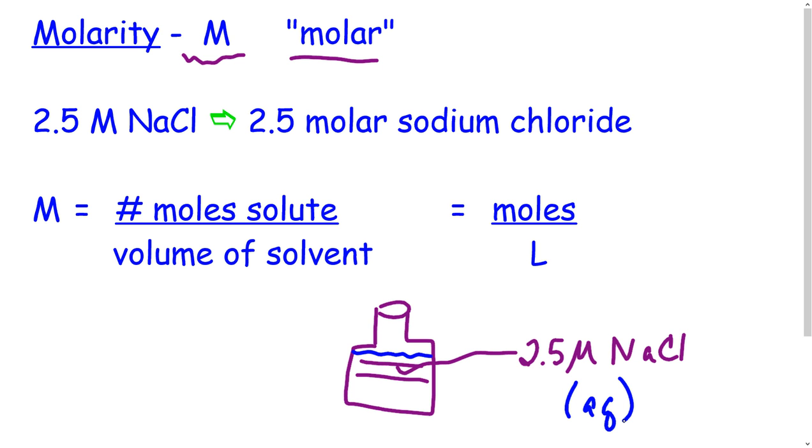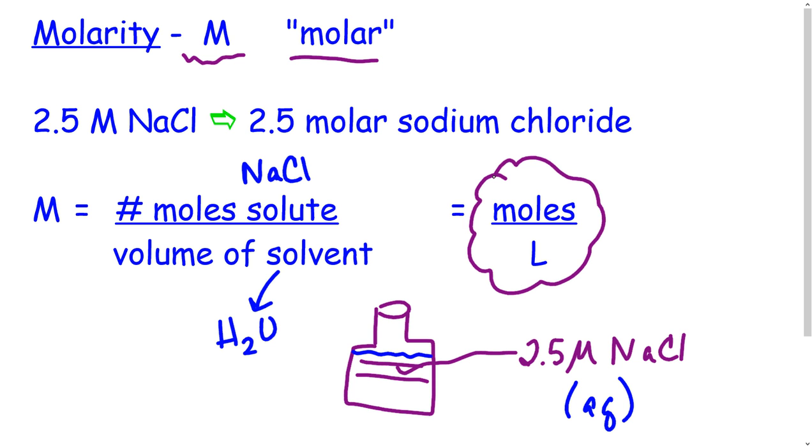So this means that we have moles of our solute. Our solute in this example would be the sodium chloride per volume of the solvent, and most of the time our solvent will be water. Now granted, it can be other different solutions or different solvents that can dissolve things, but at our level of chemistry it's typically water. So ultimately what that does is it provides us with a derived unit of moles per liter.